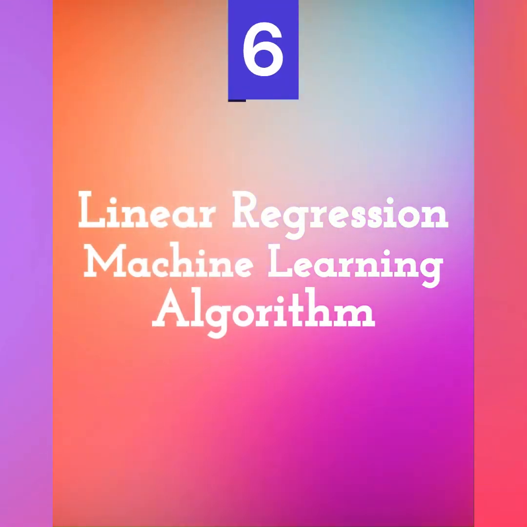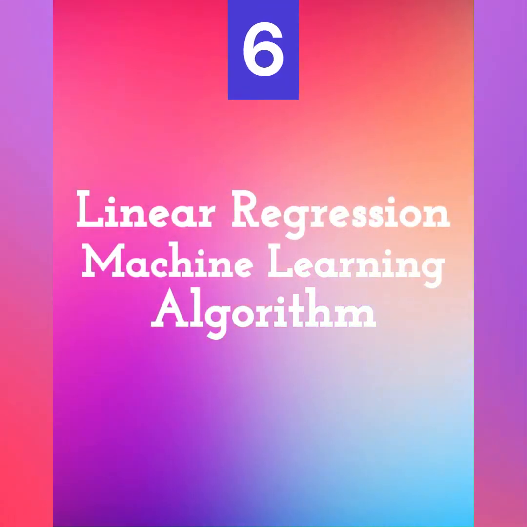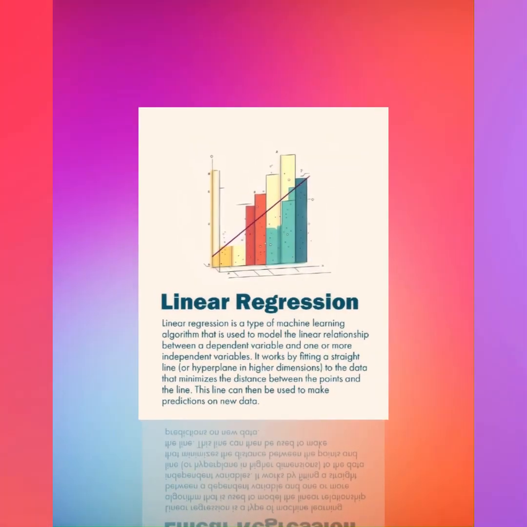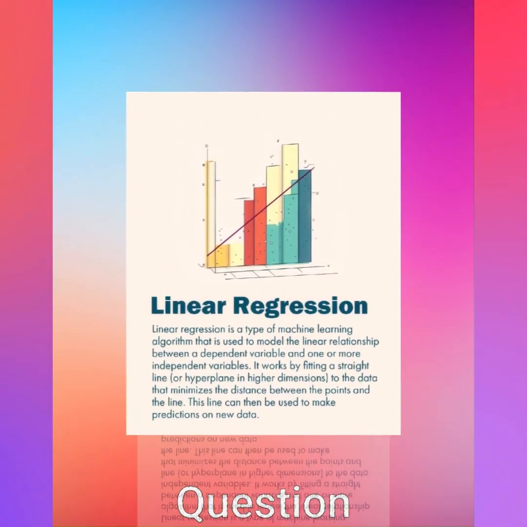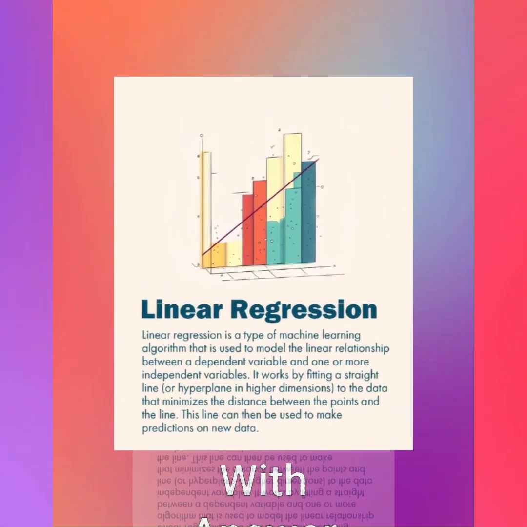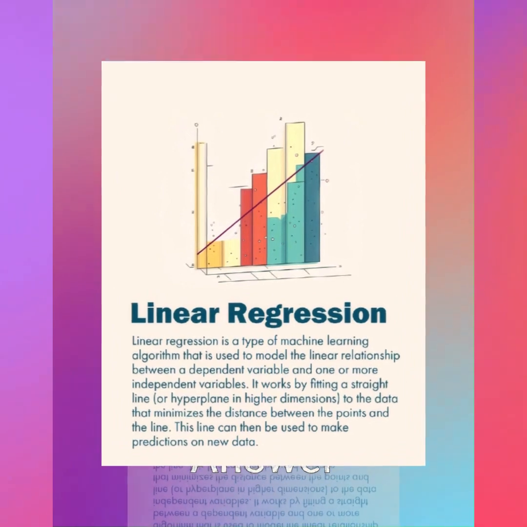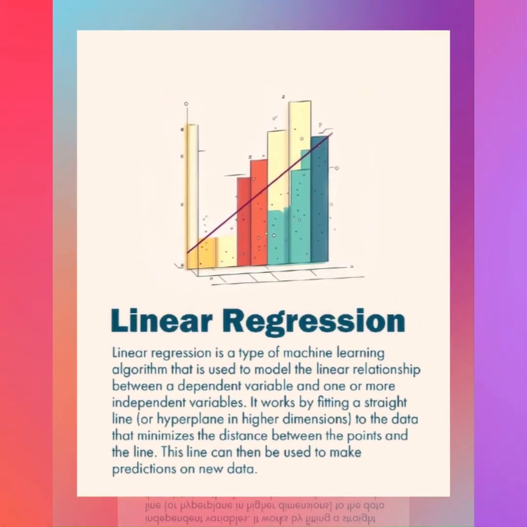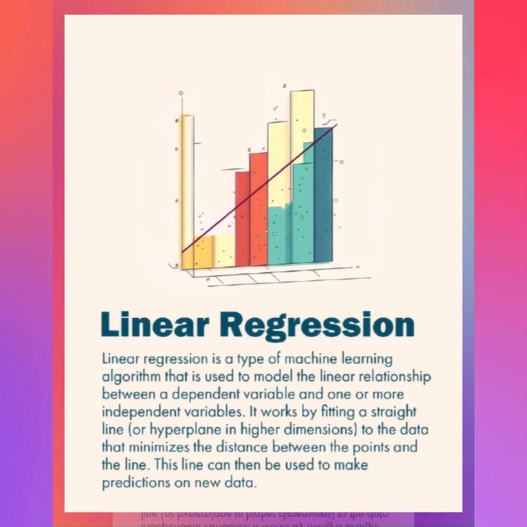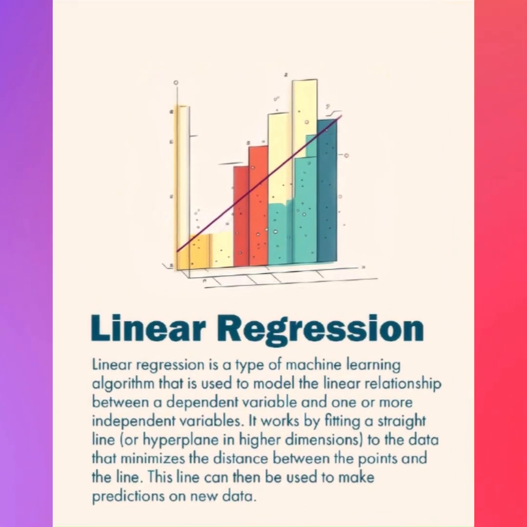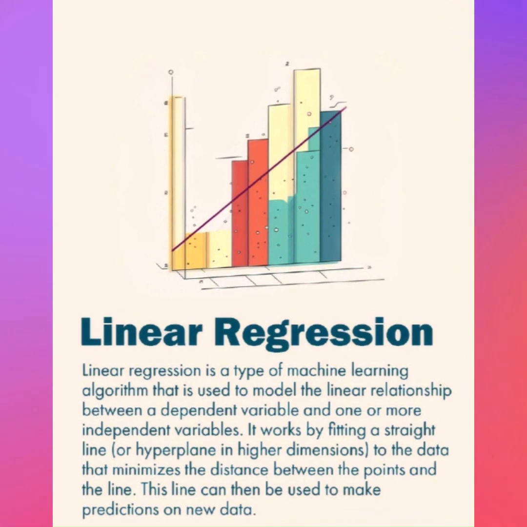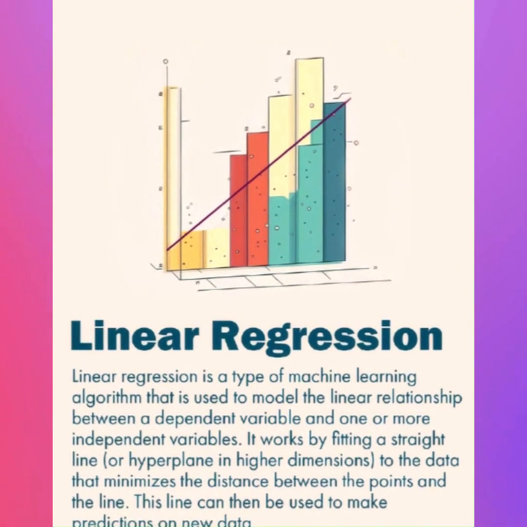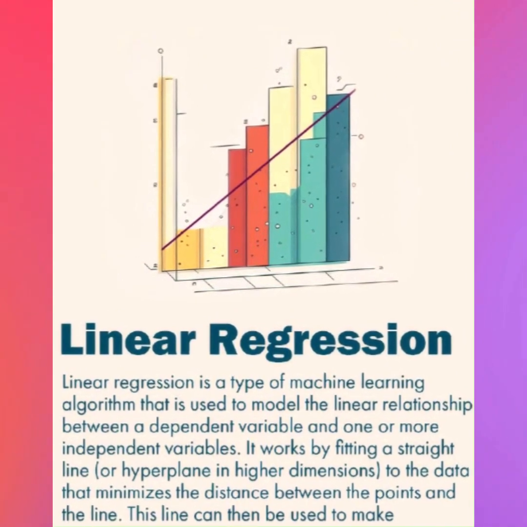What is the linear regression machine learning algorithm? Linear regression is a type of machine learning algorithm that is used to model the linear relationship between a dependent variable and one or more independent variables. It works by fitting a straight line, or hyperplane in higher dimensions, to the data that minimizes the distance between the points and the line. This line can then be used to make predictions on new data.